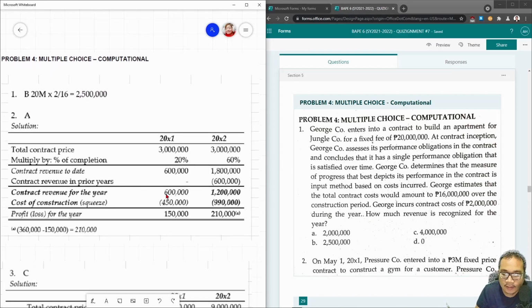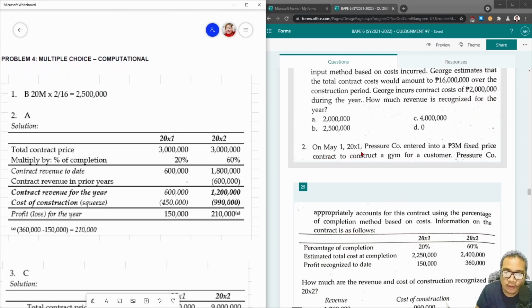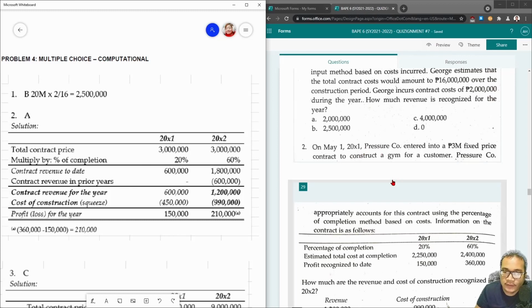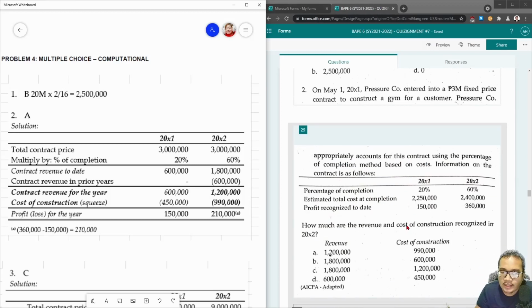Yeah, basic, letter B. Number 2, on May 1, 20X1, Pressure Co. entered into a 3 million fixed price contract to construct a gym for a customer. So, si Pressure Co., the entity, appropriately accounts for this contract using the percentage of completion method based on cost. Information on the contract is as follow. Yeah? So, ito sa 20x1, 20x2, percentage of completion, 20% ang na-complete.